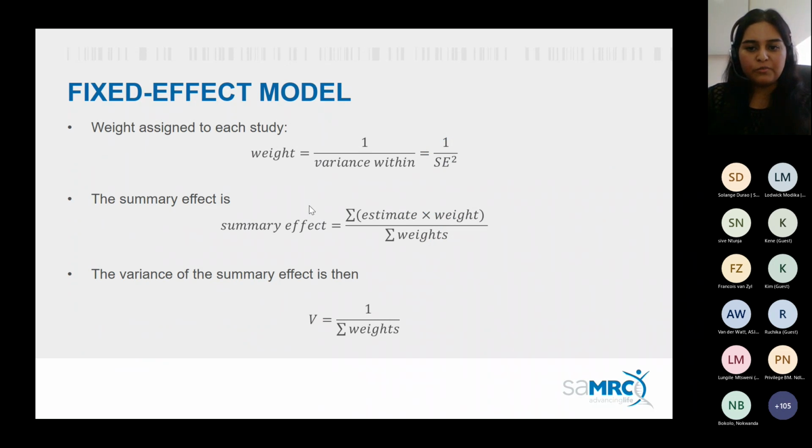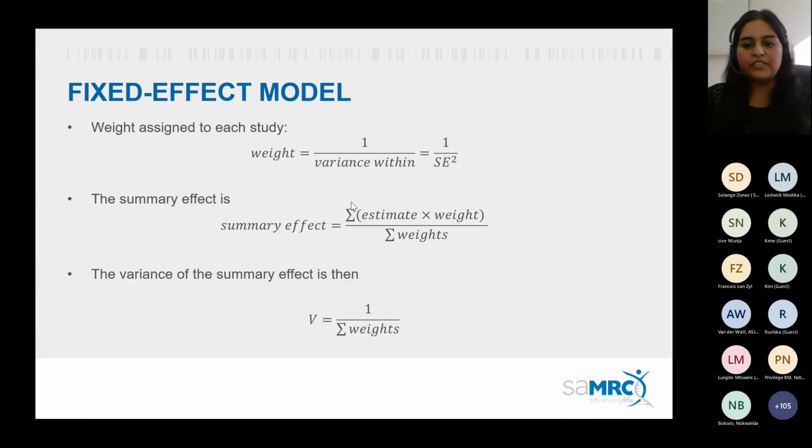So these are the formulas for calculating the summary effect, but I won't go into detail because of time, and most software will calculate this for you when you select which model you'd like to use. The most important thing to know here is that the weights are based on the within study variance, which is the standard error squared. Okay, so studies with a large sample size will have better precision. It'll have smaller variance, and so it will be weighted more than a study with a smaller sample size.